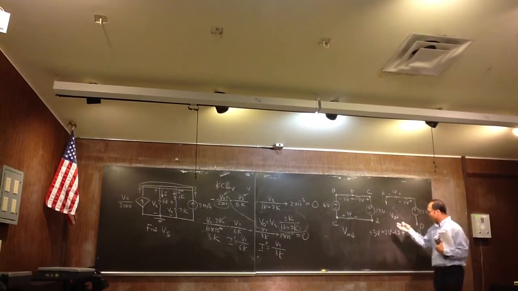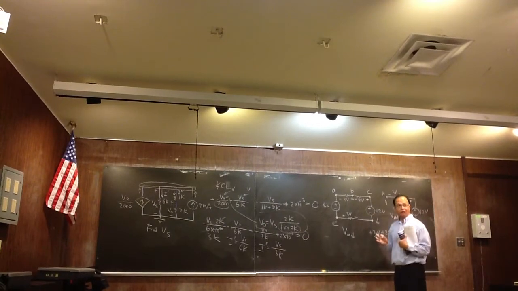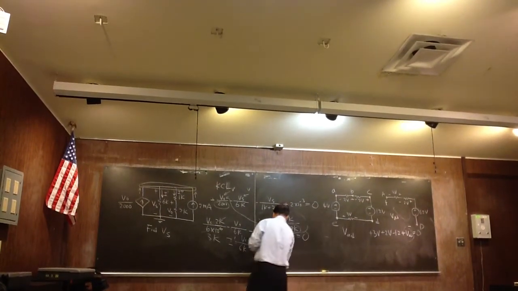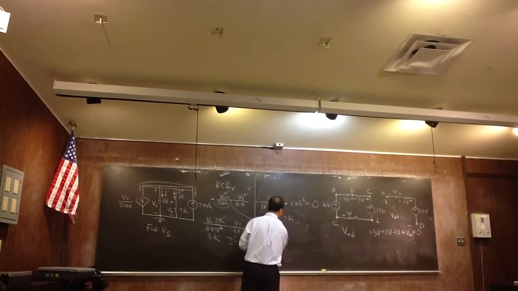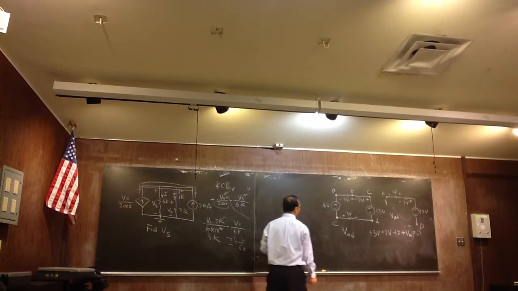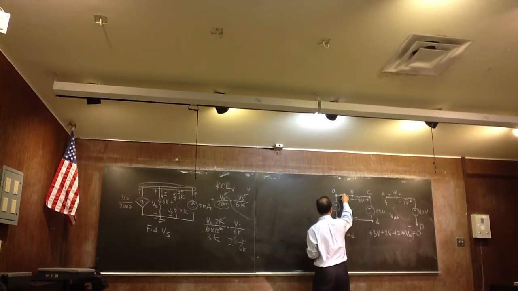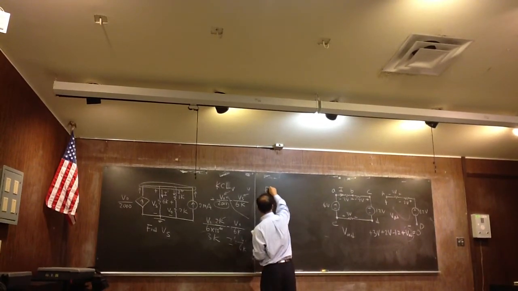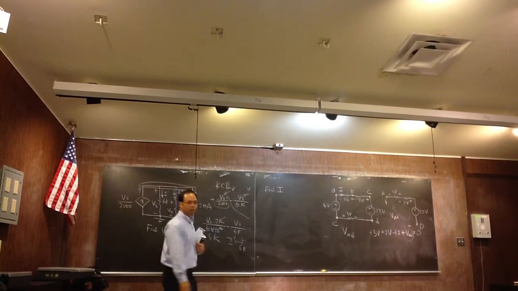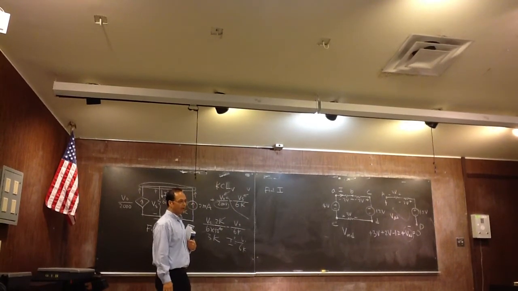But if I want to find out what is the current in the circuit, that becomes more difficult. Right? So what's the current? Let me assume that the current is in this direction, I. So I want to find I. So how do I find I?